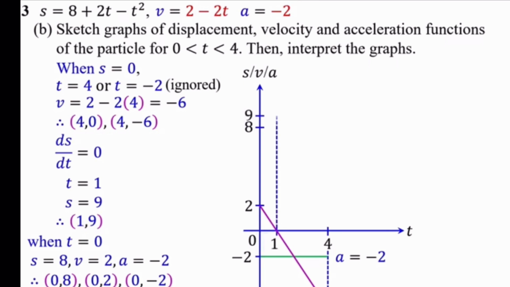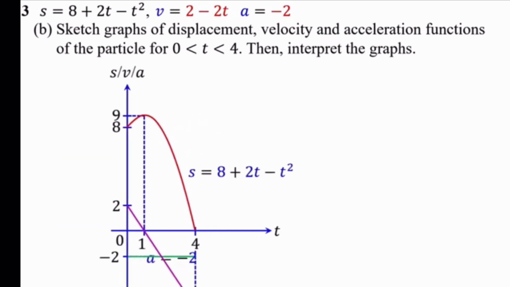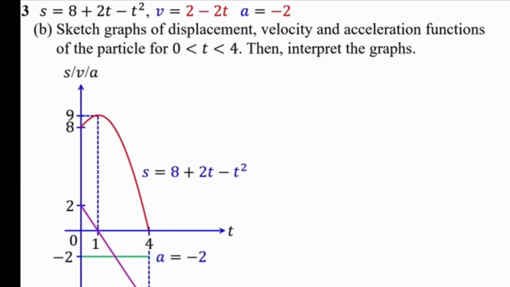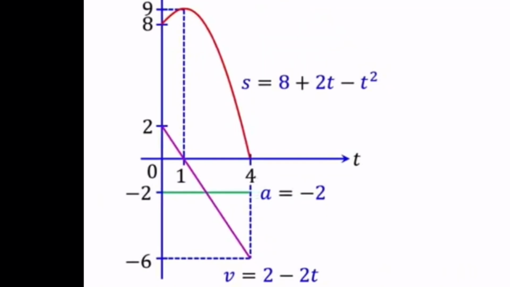So based on all the information, we will actually plot the n shape. For you to plot the n shape, you need to find the turning point which happens at t equal to 1 and the s is 9. So from there we can sketch a smooth n shape for the displacement function s equal to 8 plus 2t minus t squared, right? And we can also sketch the a, which is negative 2, is a horizontal green line, and the purple line is the function of velocity 2 minus 2t.